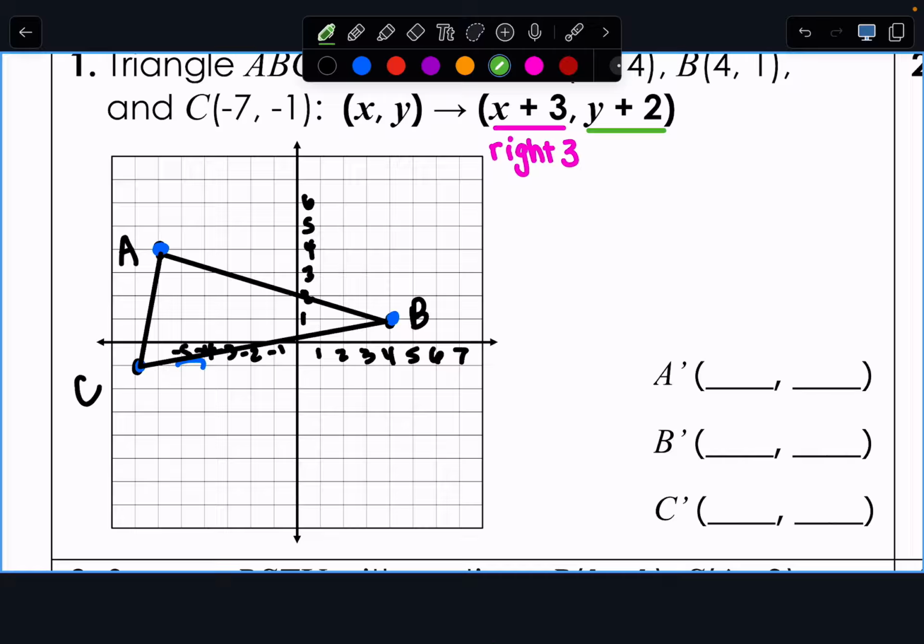Y is our up-down variable, our vertical variable. So plus 2 means we're going to go which way 2? Up 2. Do you have a question about the notation? Okay. It's right because it's a positive. It's up because it's a positive. Those directions are positive.